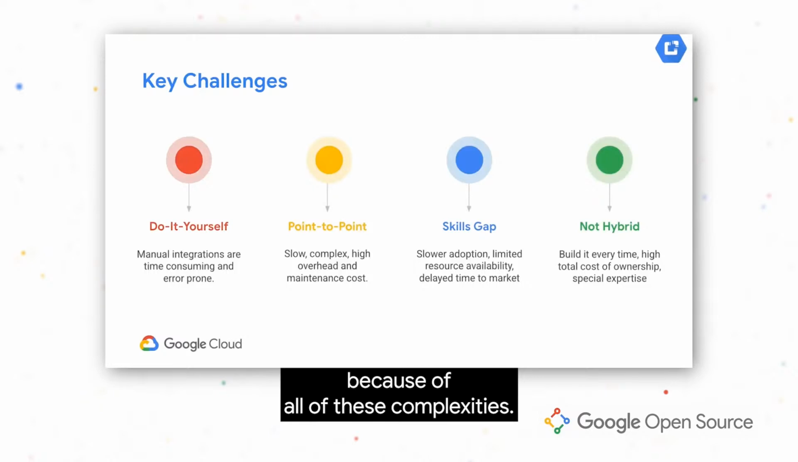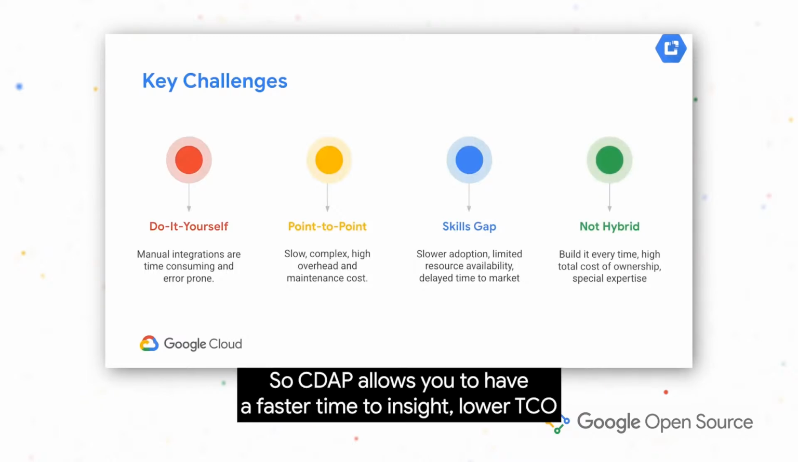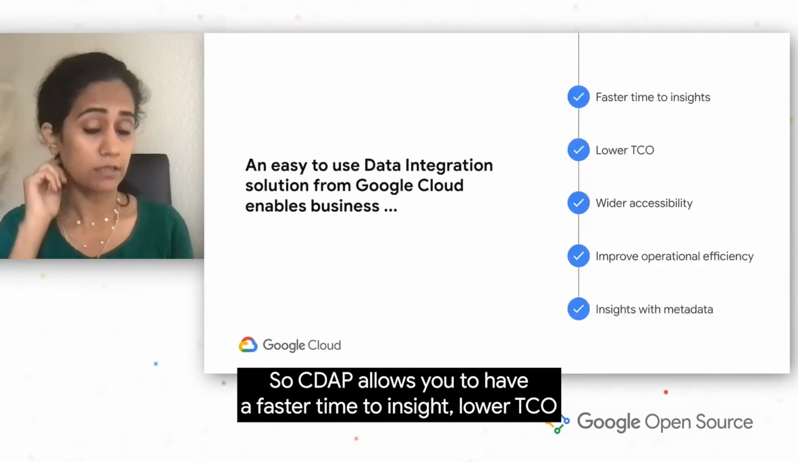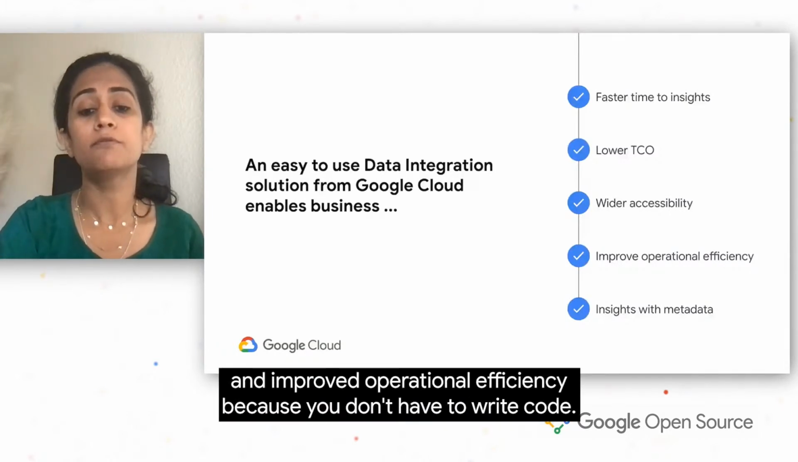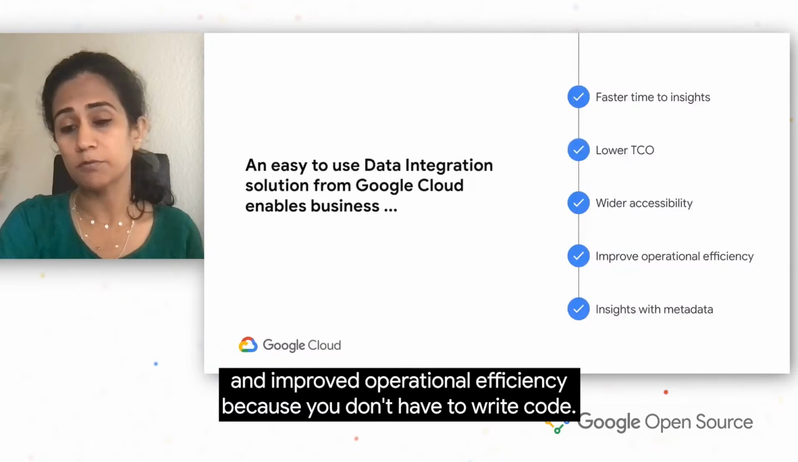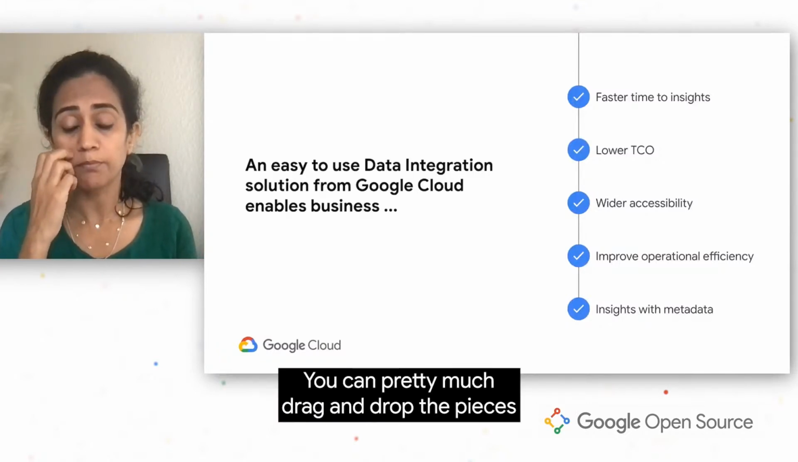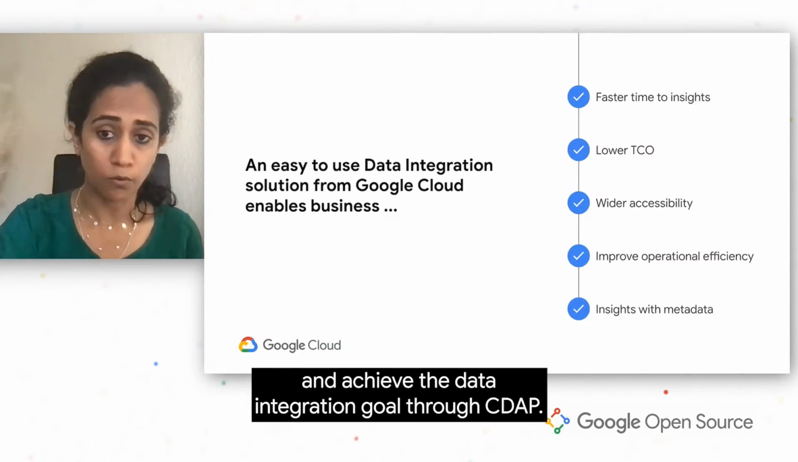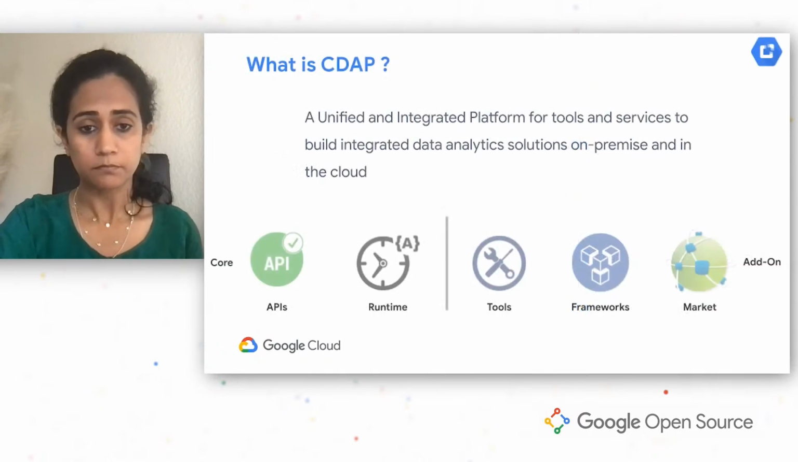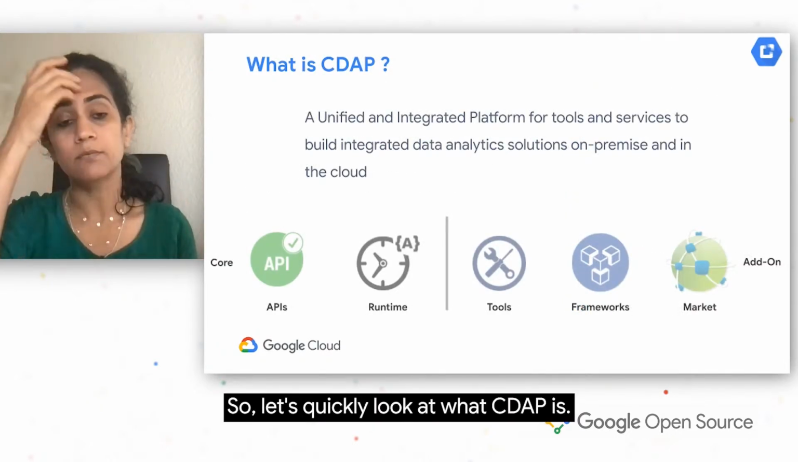So you have to build it every time, and there's a high total cost of ownership because of all of these complexities. That is why Data Fusion is built on CDAP. CDAP allows you to have faster time to insight, lower TCO, and improved operational efficiency, because you don't have to write code. You can pretty much drag and drop the pieces and achieve the data integration goal through CDAP. So let's quickly look at what CDAP is.